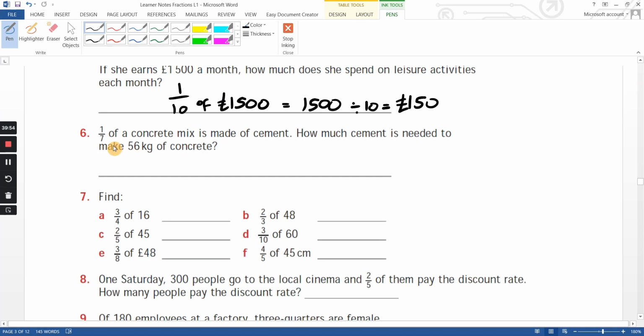Number 6. 1/7 of a concrete mix is made of cement. How much cement is needed to make 56 kg of concrete? So I need 1/7 of 56 kg, which is the same as saying 56 divided by 7, which is 8. And that's going to be in kilograms. Yep.